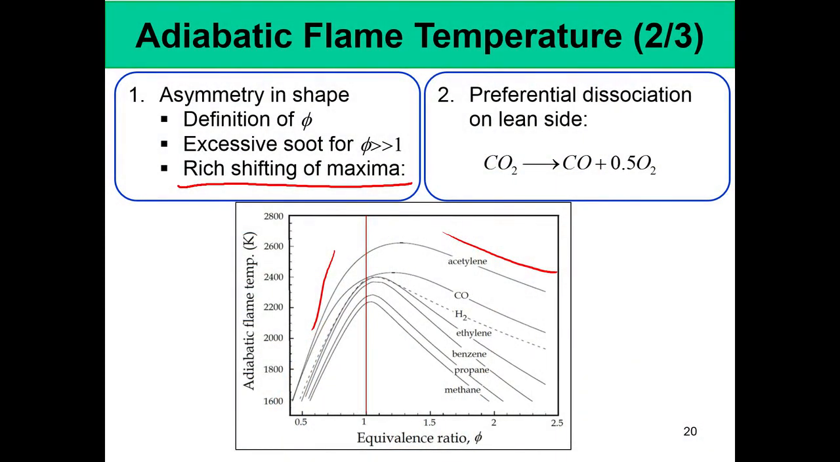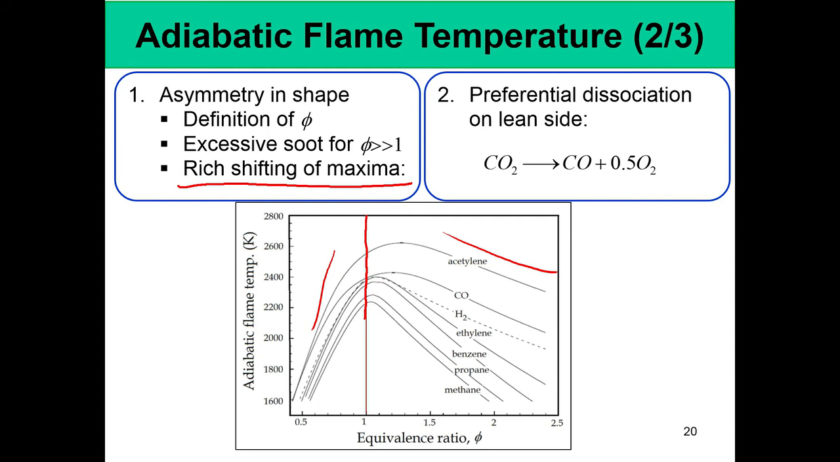And then there is a very important phenomenon of the rich shifting of the maxima. What is that? Intuition suggests, and we understand why, that the adiabatic flame temperature should peak at stoichiometry, but you see that it is not exactly peaking at stoichiometry. Stoichiometry is here, whereas this is peaking here, and this here, and this here. Why?